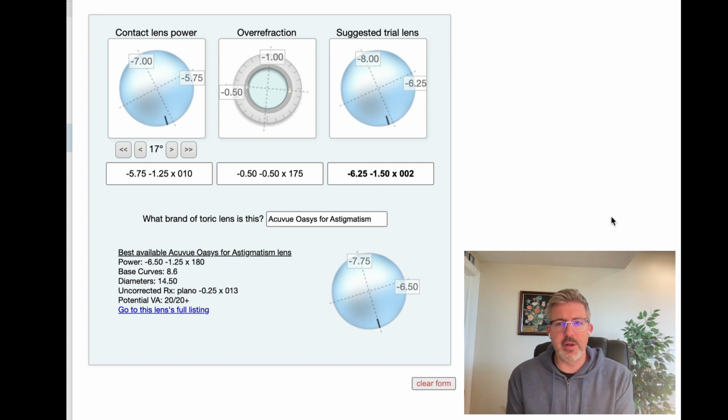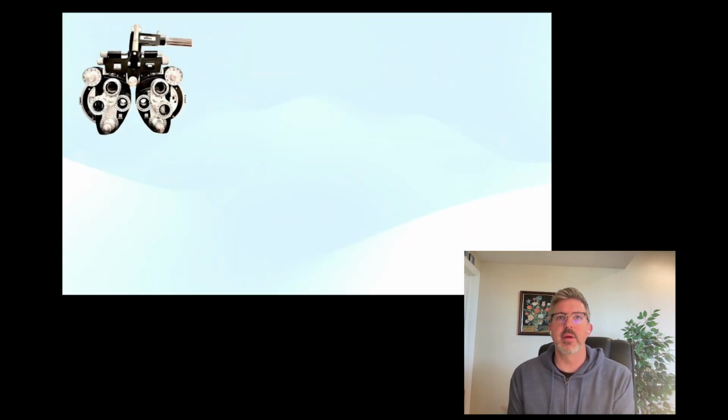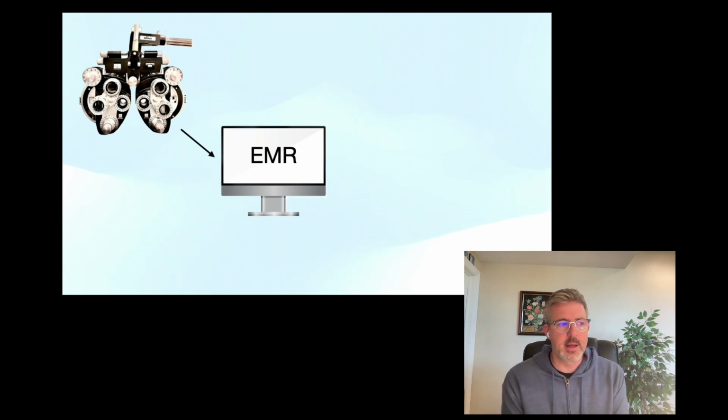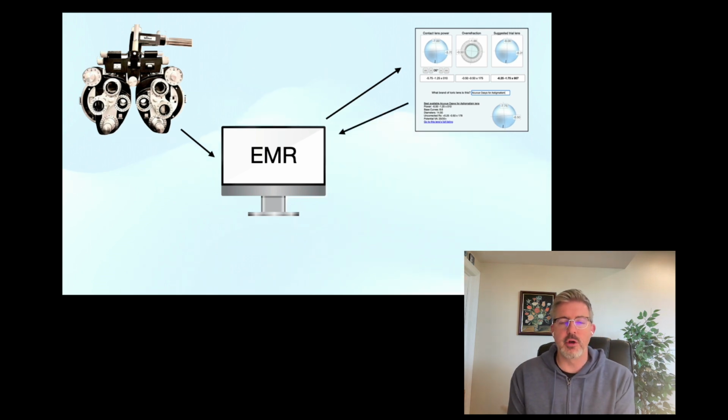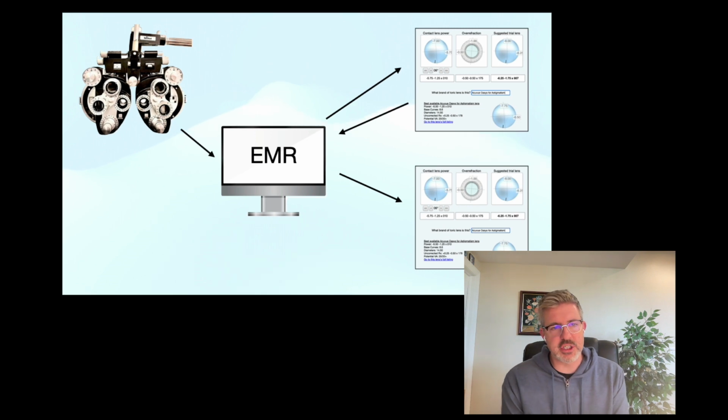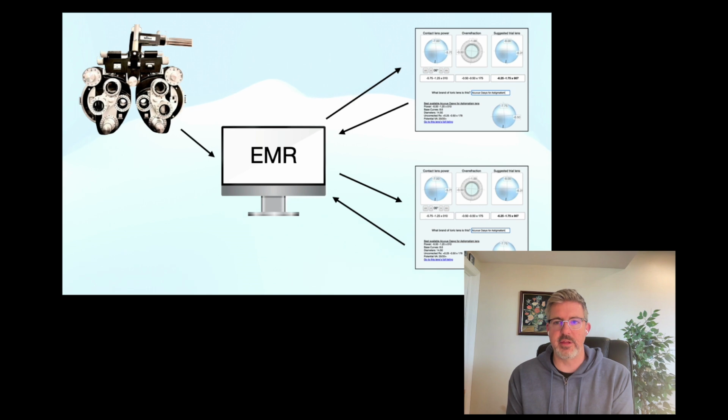One, you can only do one eye at a time, which, when you have to do a refraction, type results in your EMR, go to EyeDock, do a calculation for one eye, go back, type the results in your EMR, go back to EyeDock, do another calculation. It's a hassle, and doing an overrefraction itself is a hassle. So when you add all these obstacles, I think it makes us much less likely to do these things. So as always, I'm trying to find ways to make us more efficient in the exam lanes.